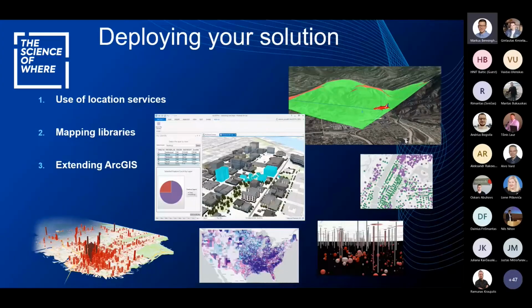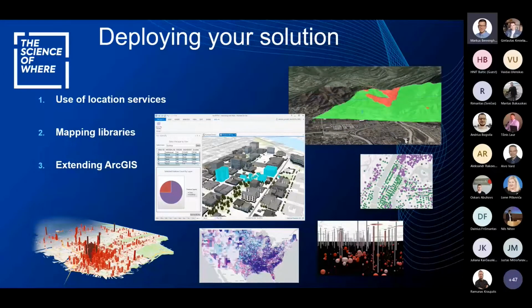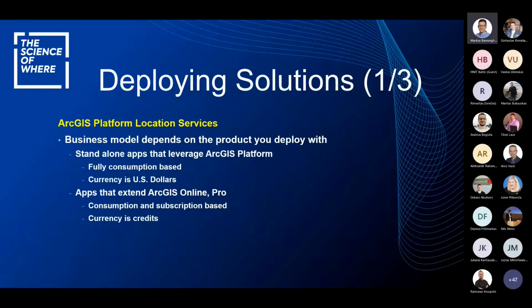Some words also about when you have finished with your solution and you want to deploy it, and what licenses are then required. Again, the first license is platform as a service, where you just pay with consumption-based logic, depending on how many Esri services you are using and how much of your own data you are uploading. If you're extending ArcGIS Online, then you are using software from there, so it's an ArcGIS Online subscription-based solution.